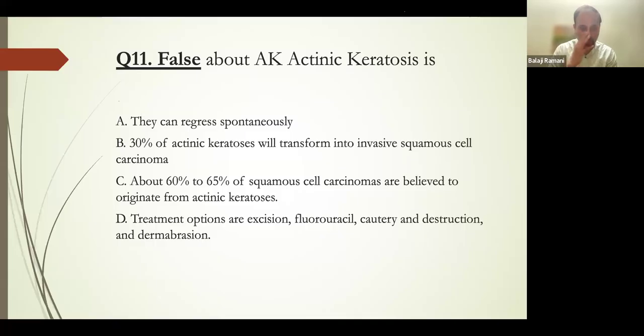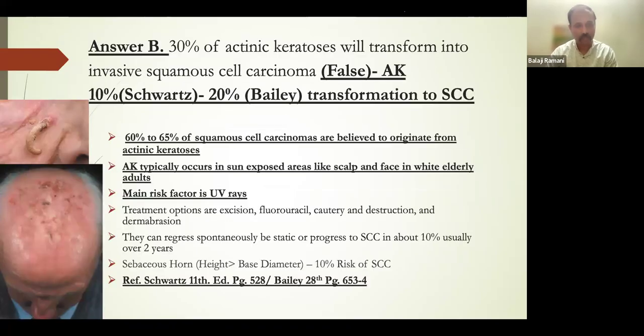So which is the false statement? Looking at the options, all these are there: excision, 5FU, cautery, dermabrasion, all these are options. Are they most of them commonly originating from cutaneous? This one, no. The answer is true. That is also true. So only about 10 to 20% are the ones transforming from actinic keratosis to your squamous cell carcinoma. 30% is a little high number. Almost 1 in 3 does not get transformed. It's about 10% to 20% that gets transformed into invasive squamous cell carcinoma.